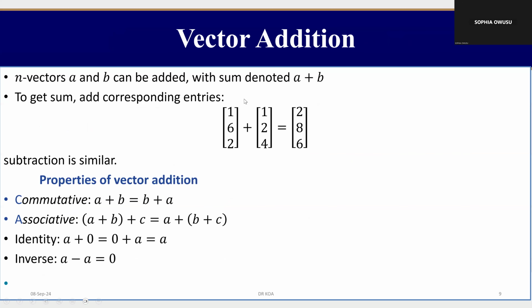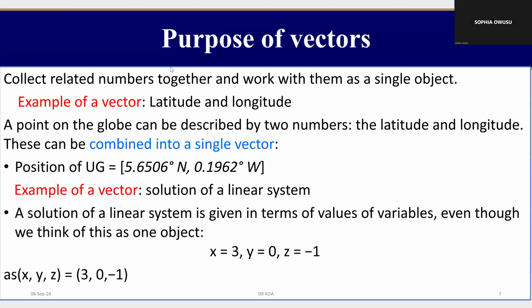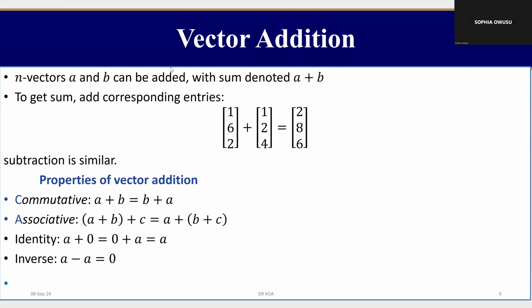Let's go to vector addition. Now we're going to add vectors together. Okay. So if you have vectors, let's say A and B, and you want to add A to B, just add them row by row. So you can see that you have 1, 6, 2 and 1, 2, 4. Just add the ones together, you get 2. Put it in a vector. Just add the next, 6 plus 2, you get 8. Put it in a vector. 2 plus 4, you get 6. Put it in a vector. Job done.